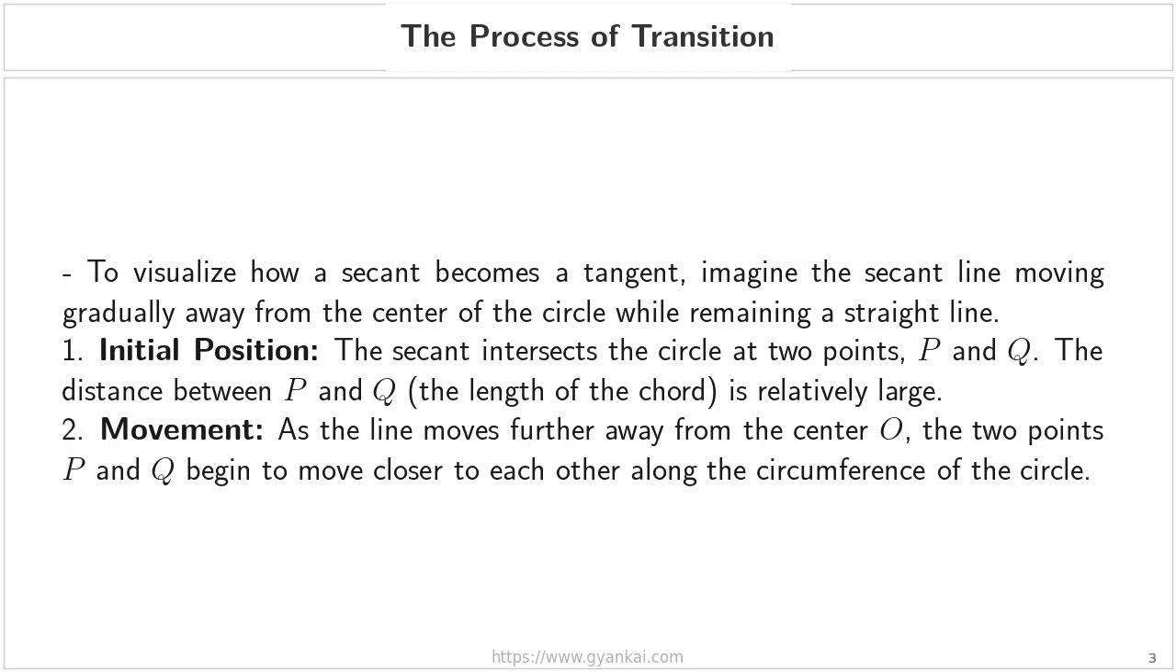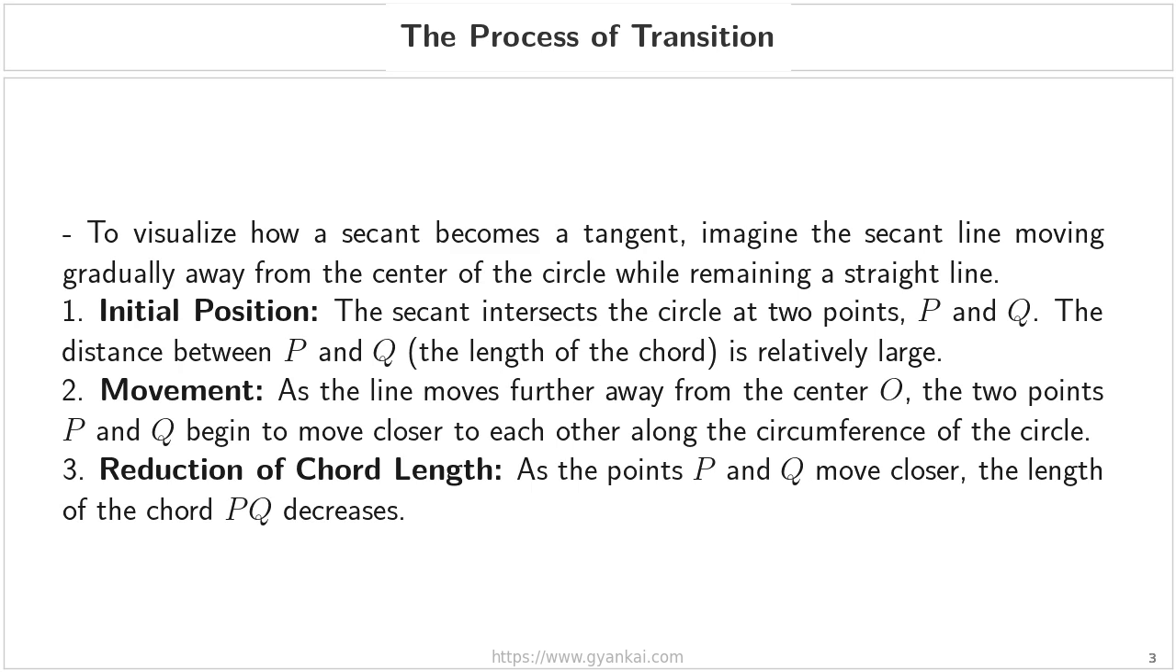Second, let's introduce movement. As we slide that line further away from the center, which we call point O, watch closely what happens to those intersection points. As the line moves outward, the points P and Q begin to migrate along the circumference of the circle, moving closer and closer to each other.